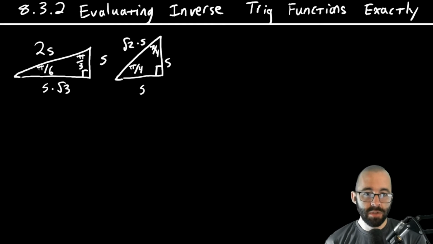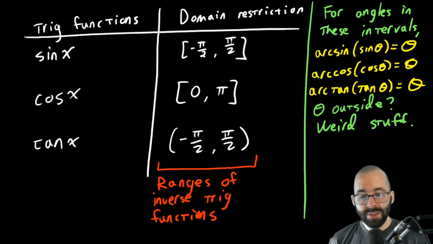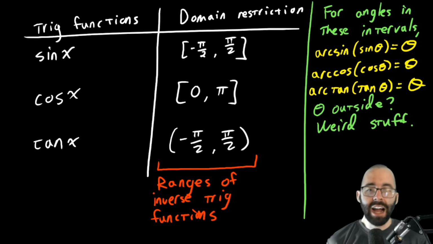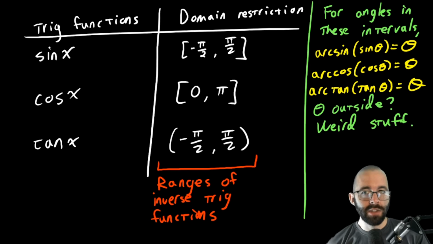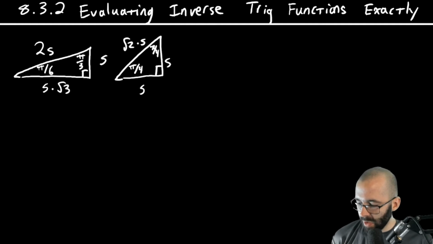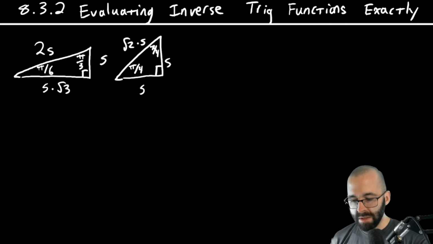So these special triangles, rather, are going to be really useful for us in evaluating inverse trig functions exactly, as well as this little table from the last video, okay? We have to know what the range of our trig functions are because there's infinitely many angles that have a given ratio, okay? So let's kind of start with that. Look at special triangles.